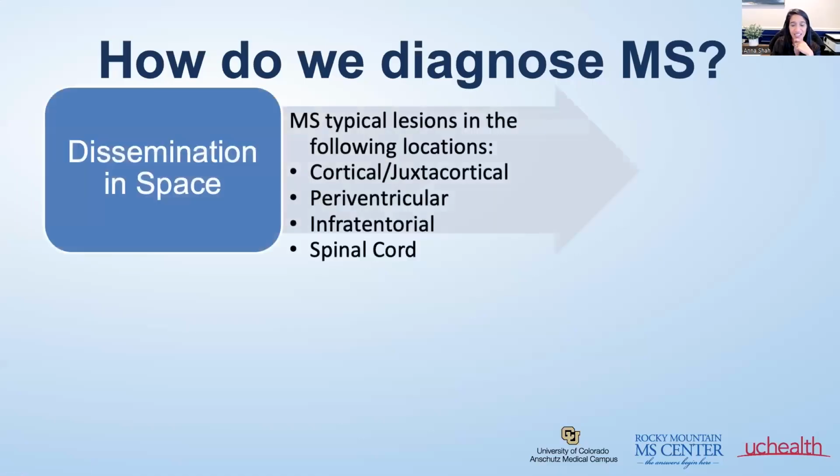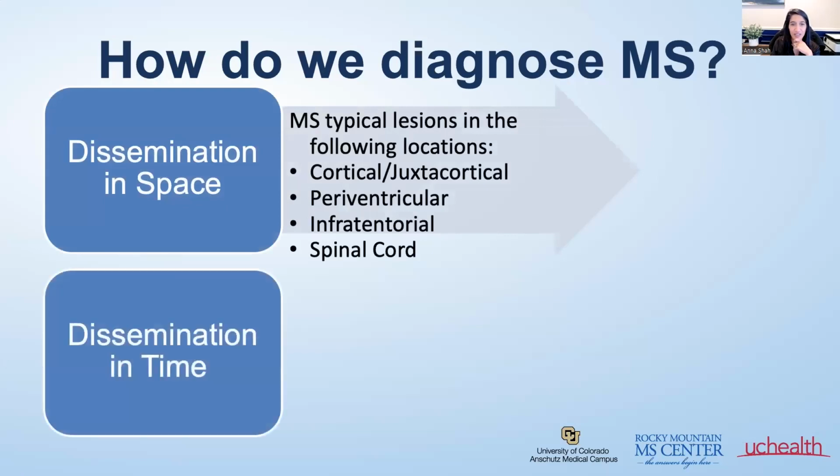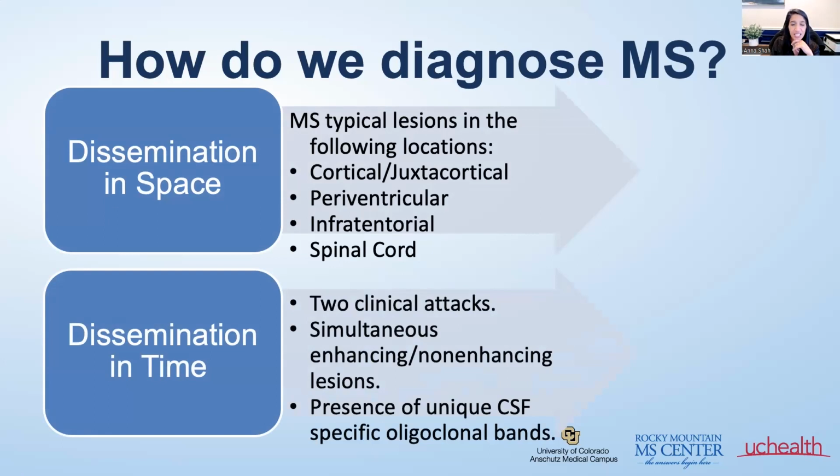So let's go back to our criteria for diagnosis of MS. So we talked about dissemination in space and having lesions that look typical for MS, so certain sizes, certain shapes, in those 4 locations, and having them in at least 2 out of the 4. The second contribution to our criteria is dissemination in time. Now, there are multiple different ways to fulfill this criteria.